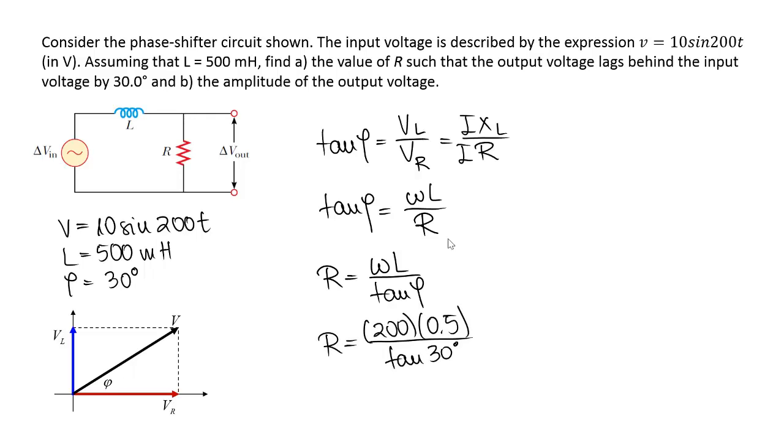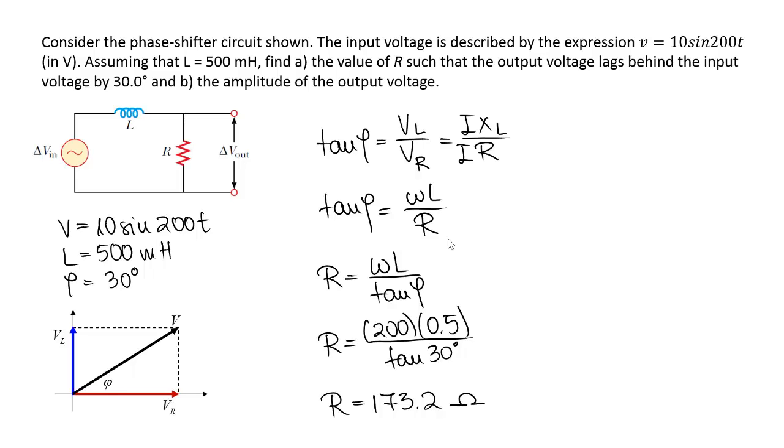The angular frequency is 200 radians per second. The inductance is 500 millihenries, or 0.5 henries, divided by tangent 30. And then you get a value for the resistance of 173.2 ohms.